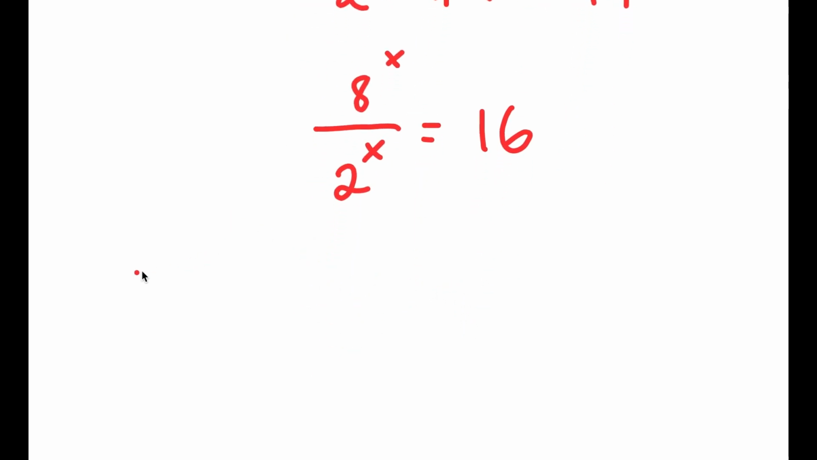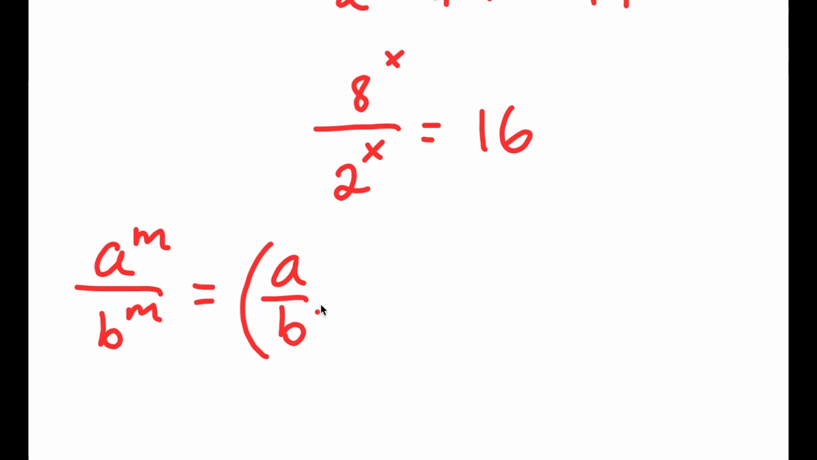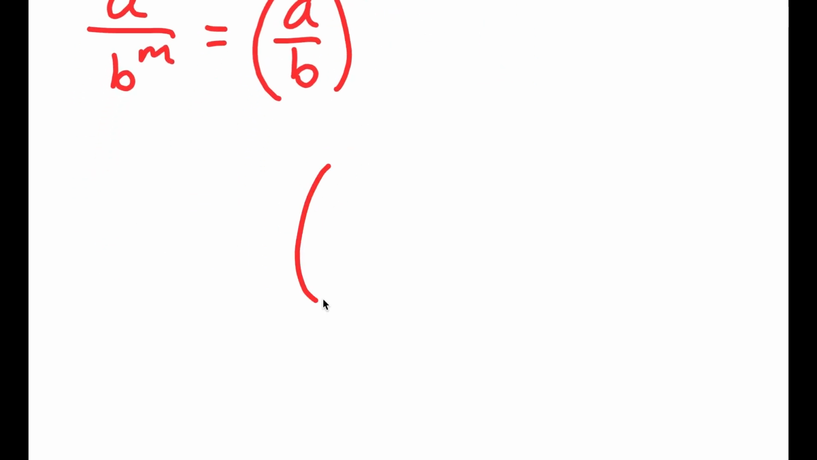Now, if I have something in the form a to the power of m over b to the power of m, this is the same thing as a over b to the power of m. So in this case, I have 8 to the power of x over 2 to the power of x, and notice how both the exponents are the same. So I can rewrite this as 8 over 2 to the power of x is equal to 16.